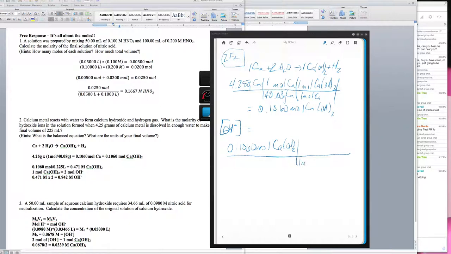Okay, so 1 mole of calcium hydroxide gives us 2 moles of hydroxide. So I'm going to multiply that times 2. How do you know you have 2 moles of the hydroxide? Because if I dissociate calcium hydroxide, I get 1 mole of the calcium 2+, plus the balanced equation has 2 of the OH minus. Okay. So 1 here gives me 2 there. And so, what is that?